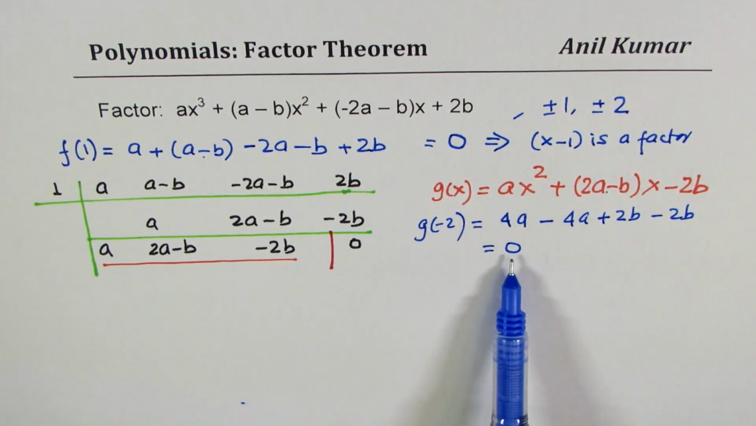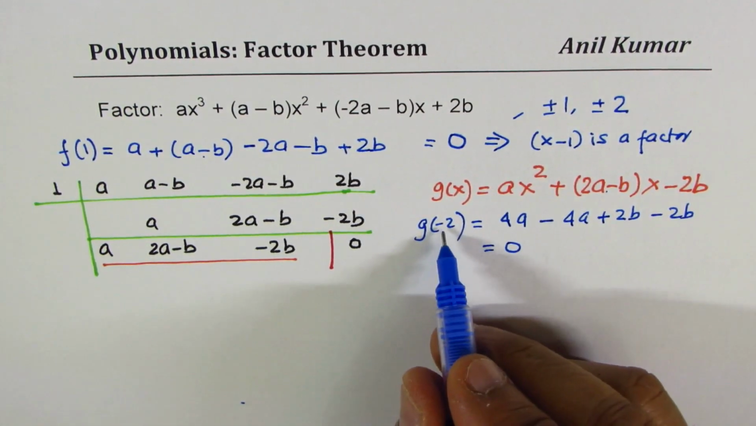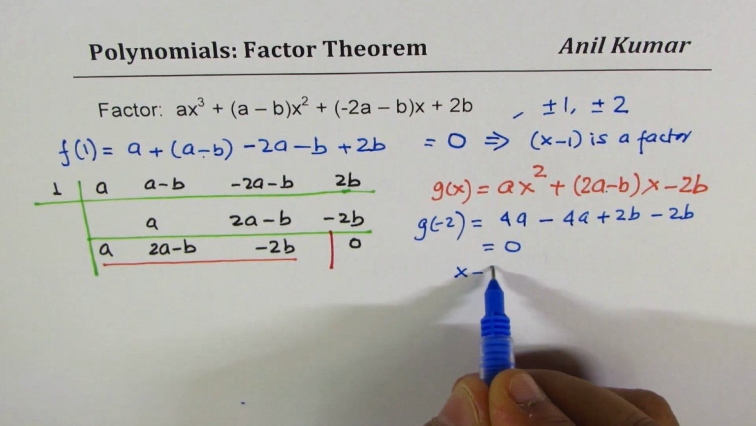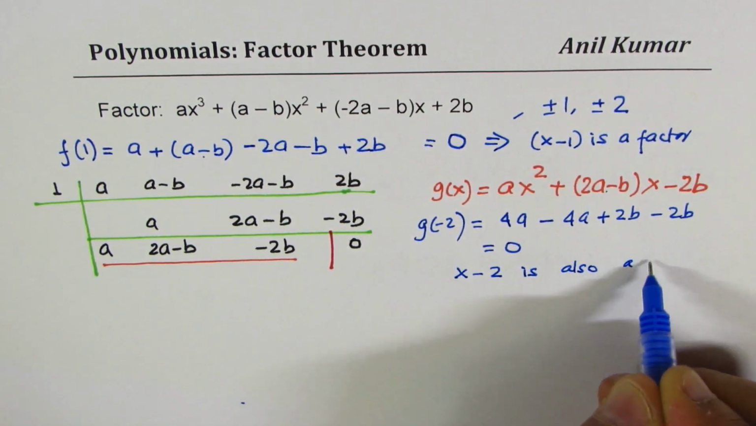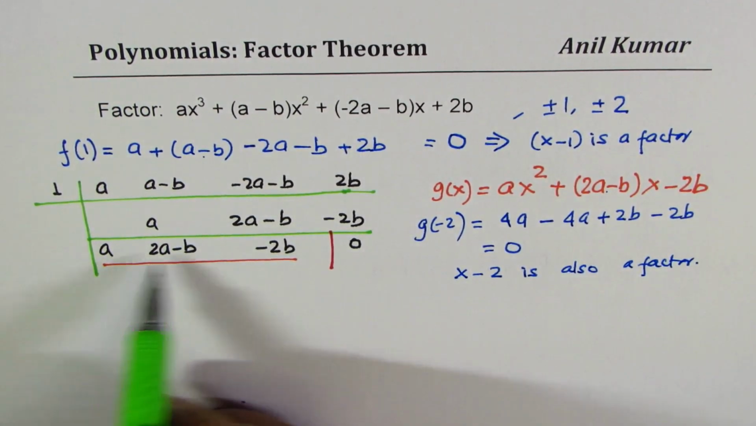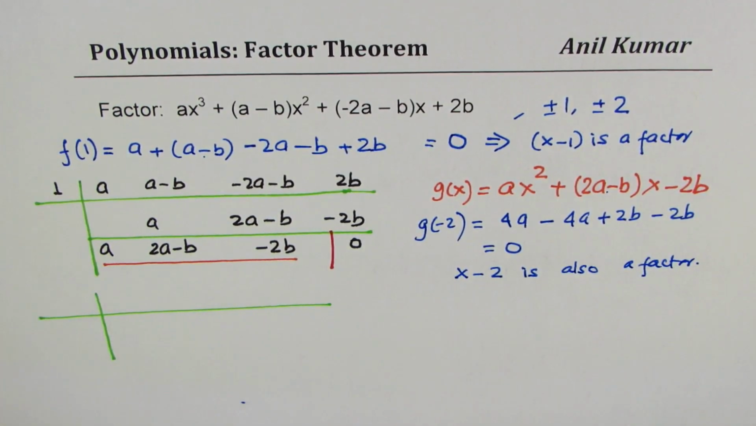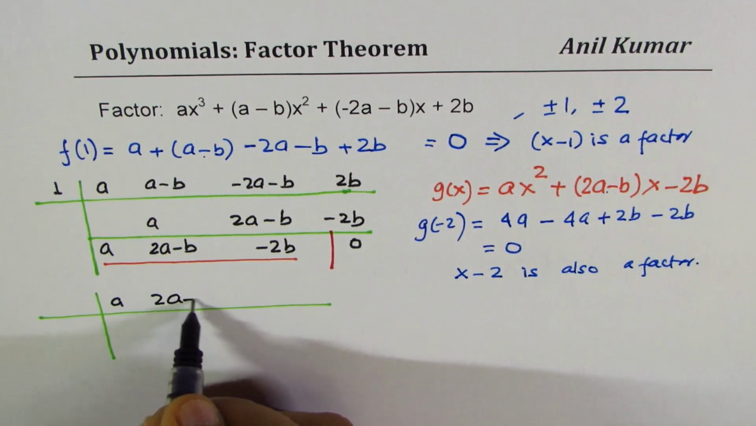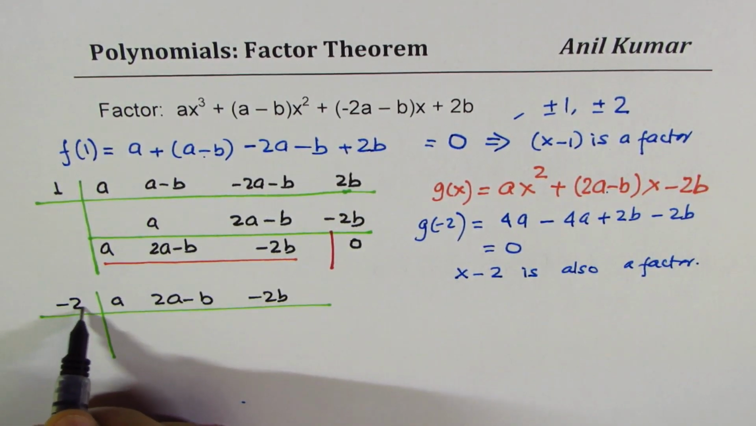Substituting minus 2 gives us another factor, and that means that x minus 2 is a factor, correct? So x minus 2 is also a factor. So let's do synthetic division with this expression this time. We are going to write down the same coefficients, which are a, 2a minus b and minus 2b, and divide by minus 2.